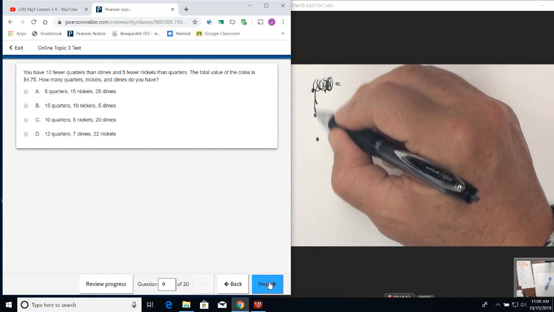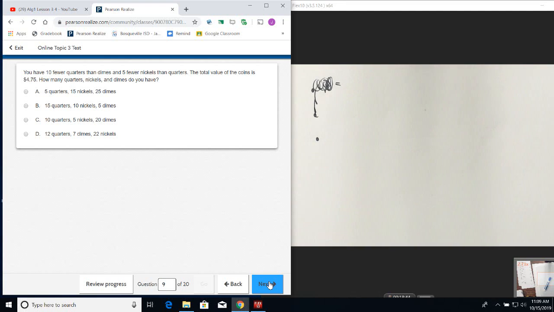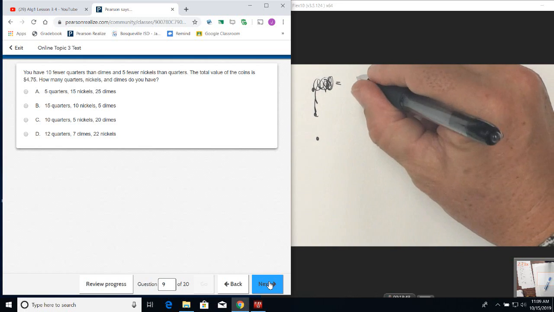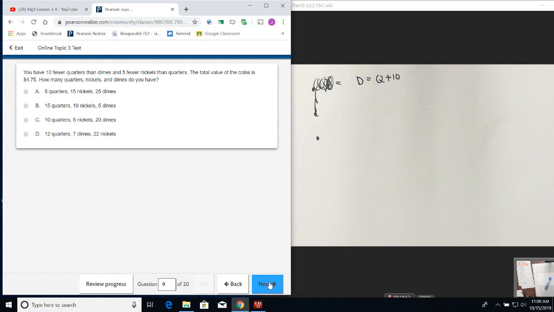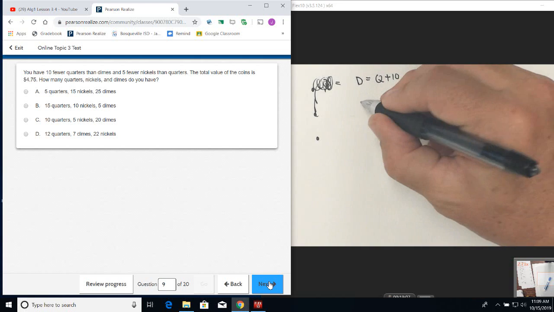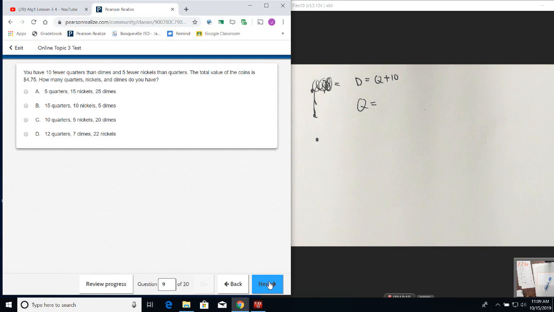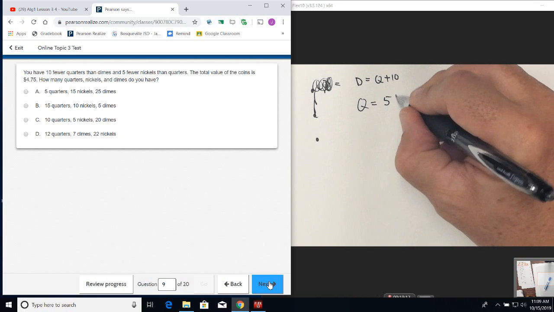So if you have 10 fewer quarters than dimes, that means you have more dimes, right? So my dimes would be equal to what? My quarters plus 10. Got it? Or I could write it another way. The quarters is equal to the dimes minus 10. Either way. And it says I have 5 fewer nickels than quarters. So my quarters would be more there, and it's equal to 5 more than the nickels.